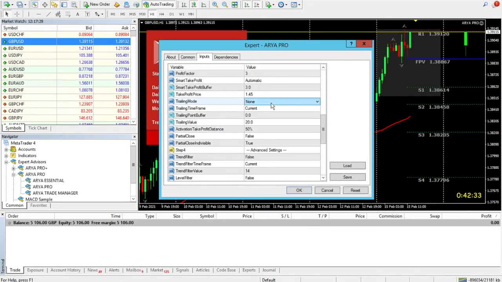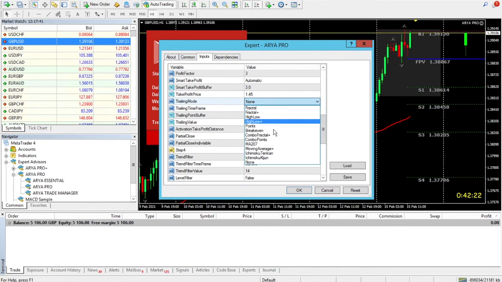Then we come on to the different trailing modes. Here you can use a different type of trailing stop to secure your trades and minimize losses. On the chart, a purple line will indicate where the trailing stop will be triggered. This purple line symbolizes the activation line of the break-even trailing mode. The purple line is also applicable to trading modes, combo points, and combo fractal plus. If you choose none, no trailing stop will be applied.